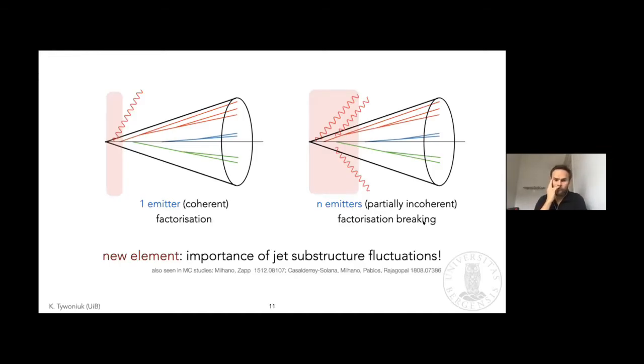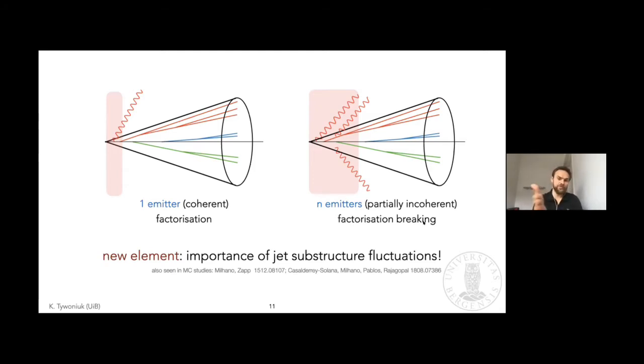So you can imagine two limits in these images. One is that the medium sees the jet as just one object, so all the partons within a cone are not resolved by the medium, and the medium simply sees the jet as one color charge. In this case you will have one emitter. It's a simple argument that the jet will just behave as one parton. However, in another scenario, the medium resolves a certain number of emitters inside the jet, for instance n emitters.